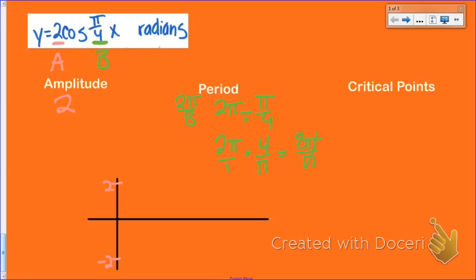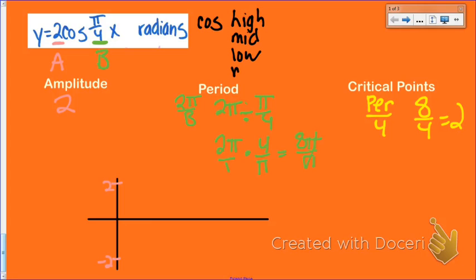So finally, once I know my period, I know how often I make my critical points. I'm going to have a critical point at my period divided by 4, which is 8 divided by 4. So at every 2, I will have either a high, middle, or low point. And then the last thing, this is a cosine graph. So what's different between cosine and sine? Cosine, the first mark I make is high, and then I go to the middle, low, mid, and then back to high. So on cosine, the first one is a high point.